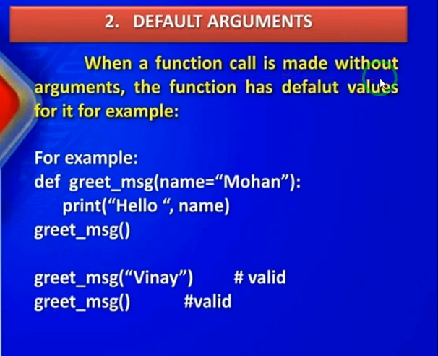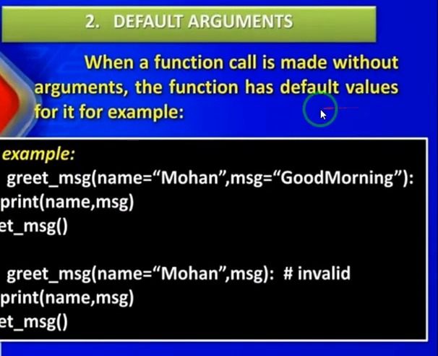When a function call is made without arguments, the function has default values for it. So this is called a default argument where there is no argument. So it just prints. So note that there can be a parameter here, but as you can see here in the function call, there is no argument being passed. So it has default values for it. Now this is another example.